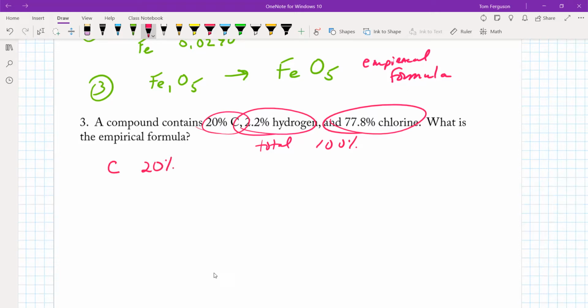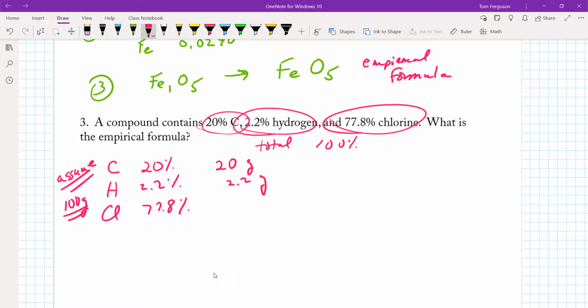20%. Hydrogen, chlorine. Now you can assume any gram amount you want. I'm going to assume we start with 100 grams. I highly recommend that. You can start with anything you want, though. The math is simple and easy. If you start with 100 grams, that automatically converts the percent to grams. So that means that's 20 grams, 2.2 grams, and 77.8 grams.